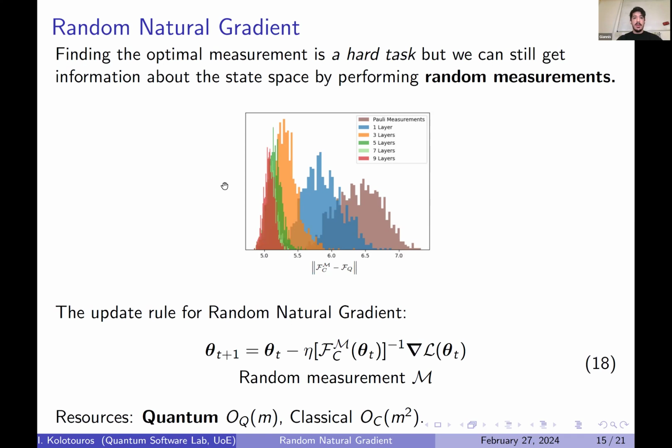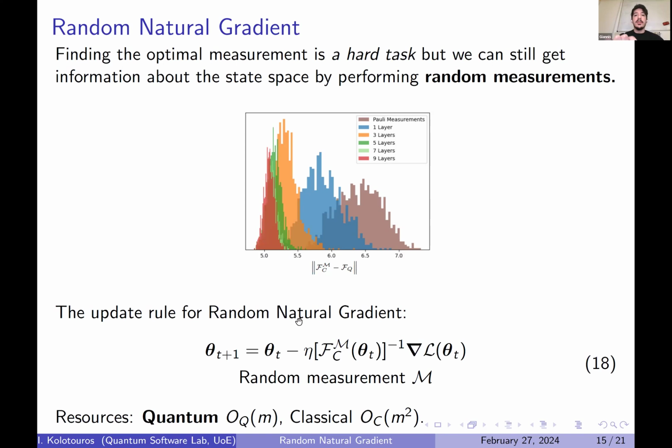I'm going to explain to you what's happening in a few seconds. So instead of preconditioning the loss function by the inverse of the quantum Fisher information matrix, we precondition by the inverse of this classical Fisher information matrix, where we chose the measurement at random.